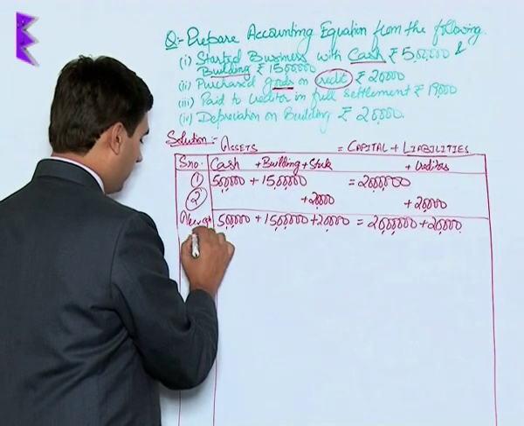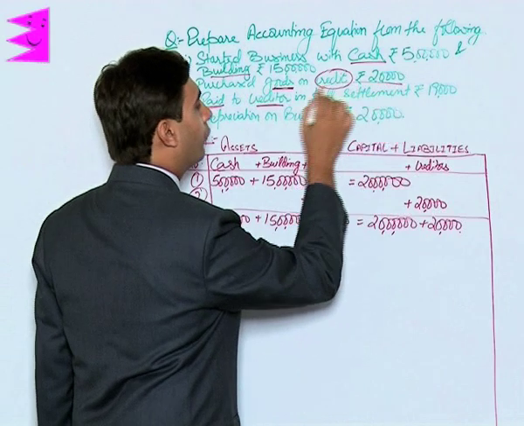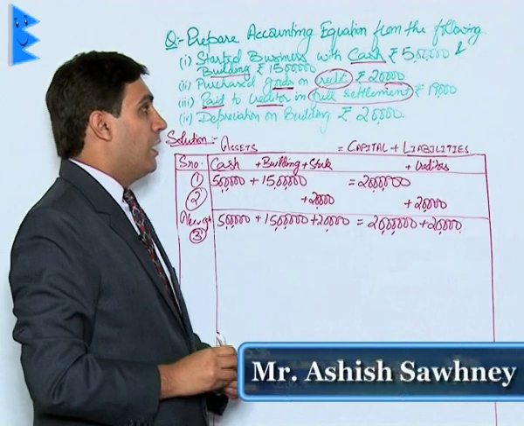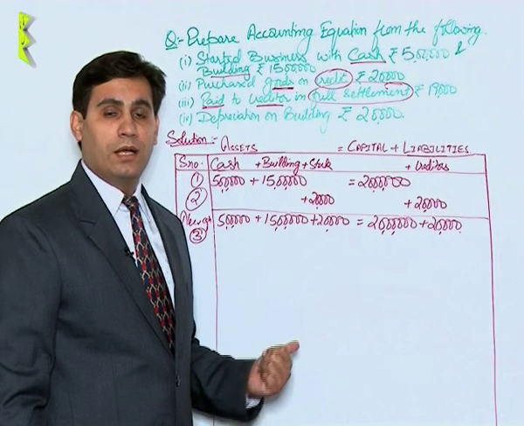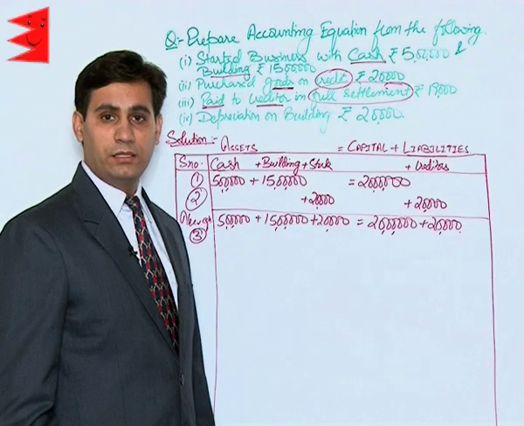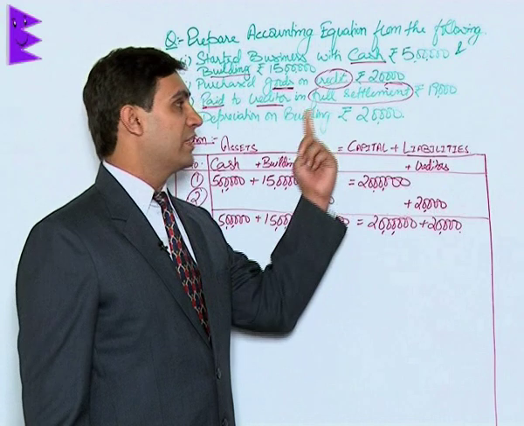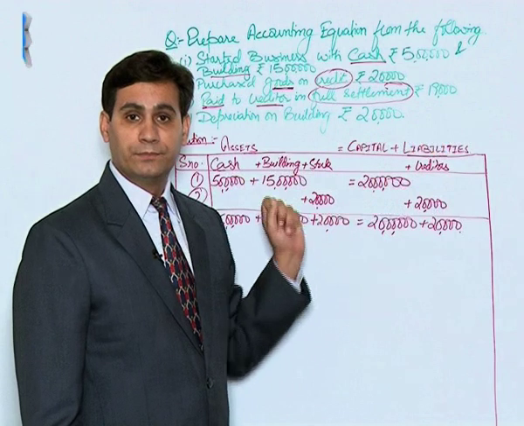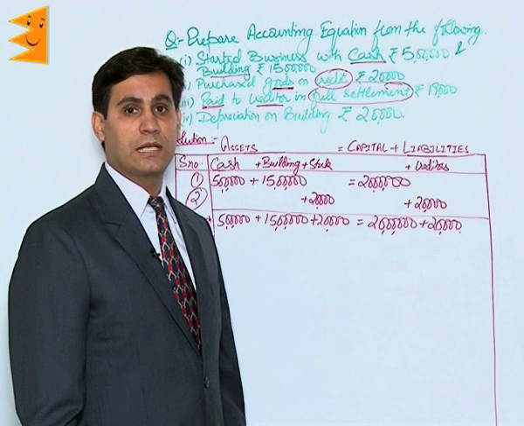Now students, coming to the third transaction, paid to creditor in full settlement. Till now we were dealing with payment made on account. What does an account mean? Account means that the remaining balance, if there is any, would be paid on a later date. But now students, this is exactly opposite. Full settlement means that this is the final payment that this creditor is making. And after this, if any amount is left, it would have to be considered as discount.